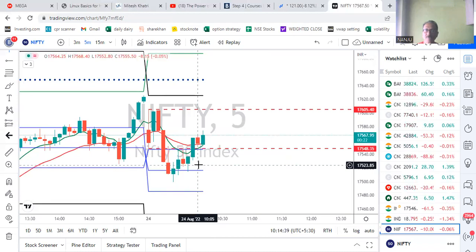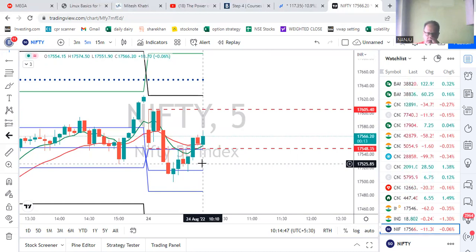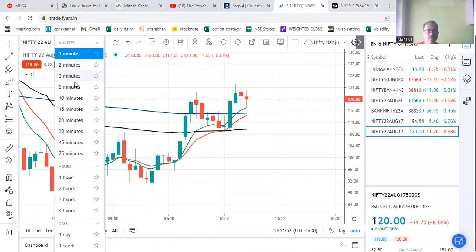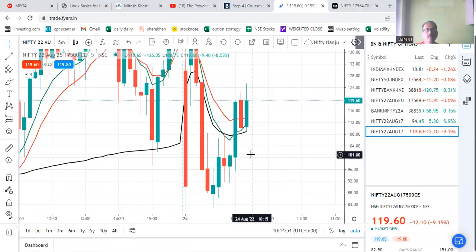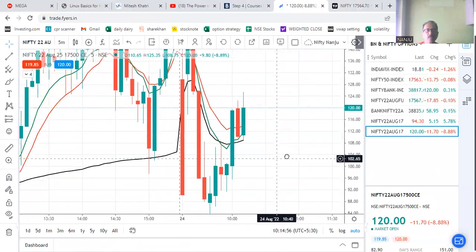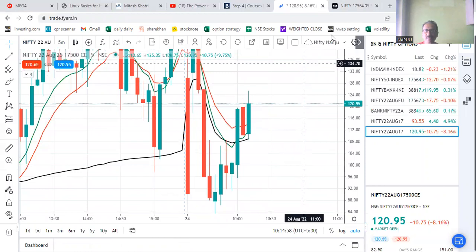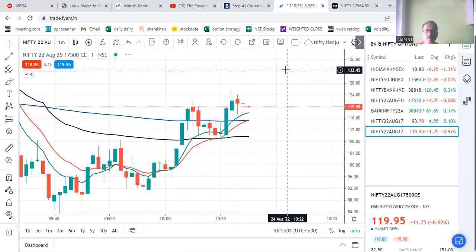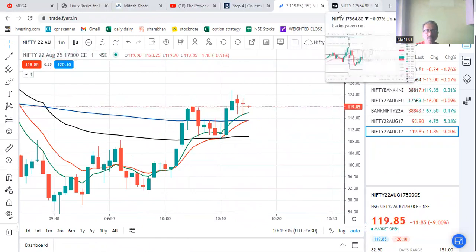Let's wait for another 20 seconds and we can initiate a buy trade above the high of this candle. Now let me check what is the high on the 5 minutes option chain. Yes, the high of this candle is 125. So at 126 I can initiate a buy trade. 126 call option, 17,500, I can initiate a buy trade.